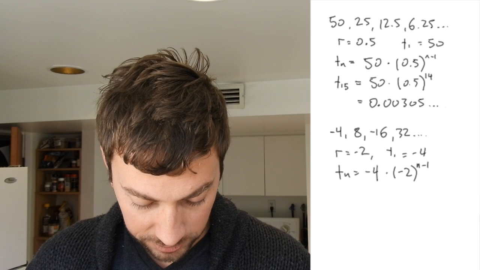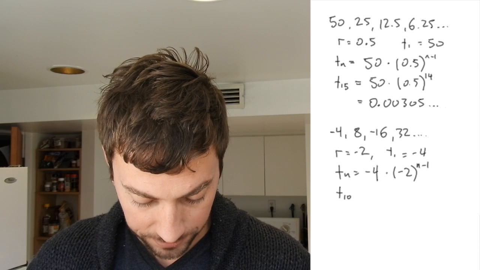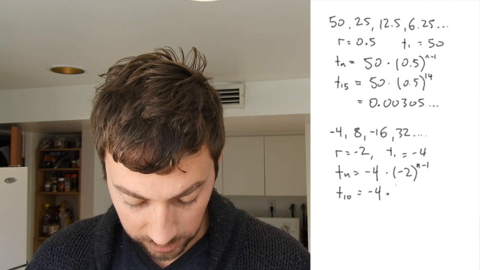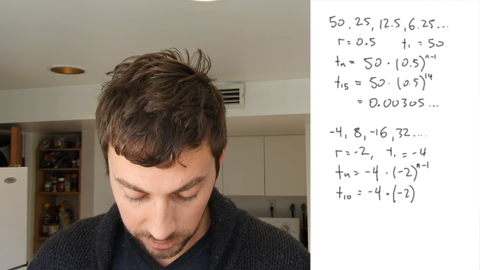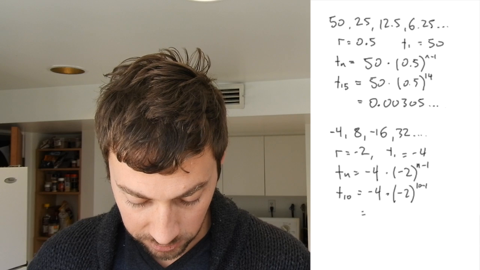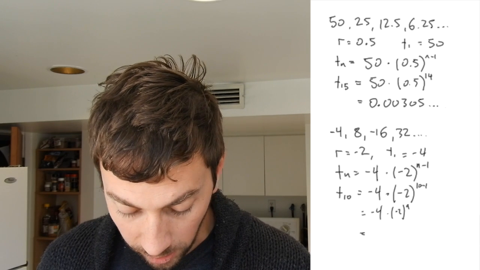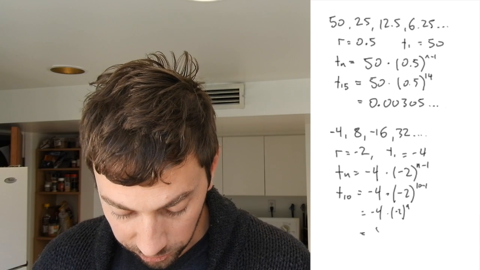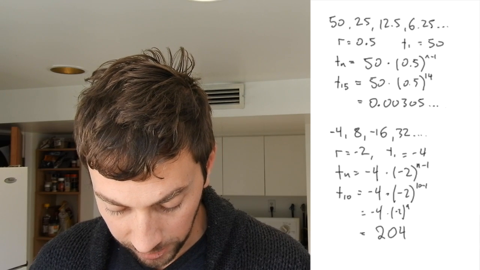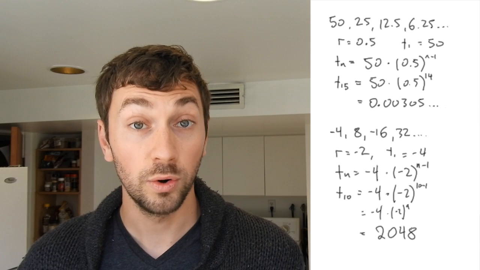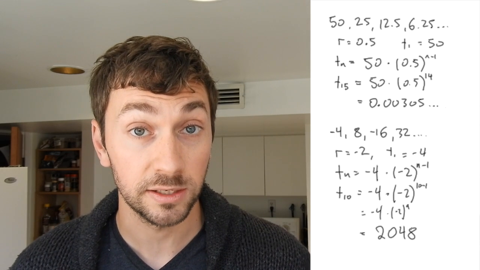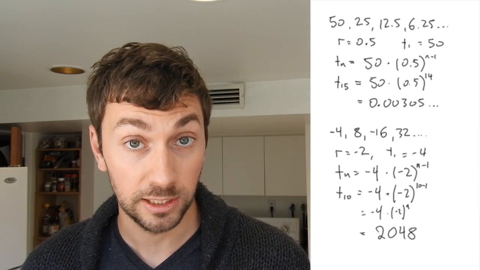Why don't we figure out, say, the 10th term. T10 is -4 times -2 to the 10 minus 1, so -4 times -2 to the power of 9. If you put this into the calculator, you should get 2048. Okay, so those are the basics of the geometric sequence.